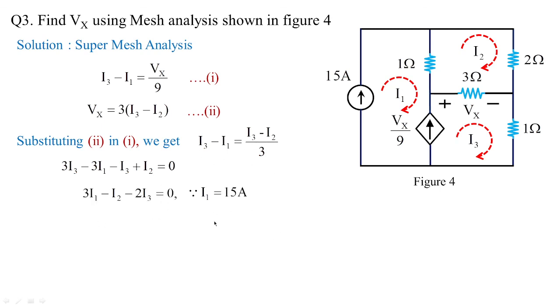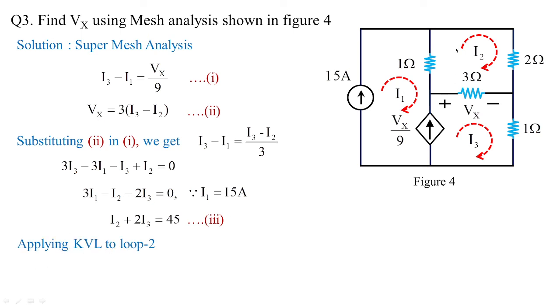Now just reframing the equation, and since we know the value of I1, which is clearly mentioned as 15, I'm substituting the value of I1 in this equation. I'm going to get I2 plus 2I3 is equal to 45. This we have framed as equation 3. I hope this step is clear to all. If you have any queries, please comment on the chat box.